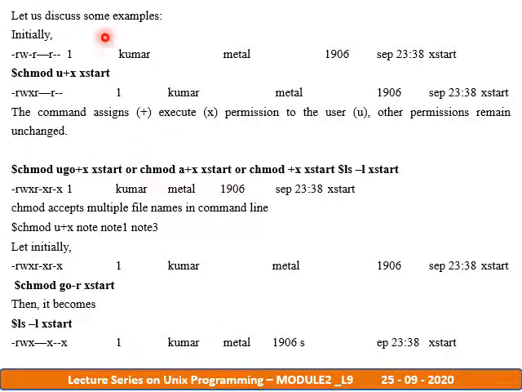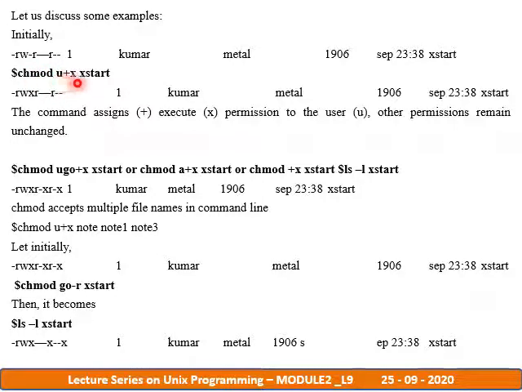Now let us discuss all of this with some examples. Say, for example, this is the initial permission given for some file. The file is xstart. The date when the file was created is September 23. This shows the number of bytes, the group name, username and links, and this is the permissions given. If you want to change the permissions associated with this file xstart, you have to use chmod.